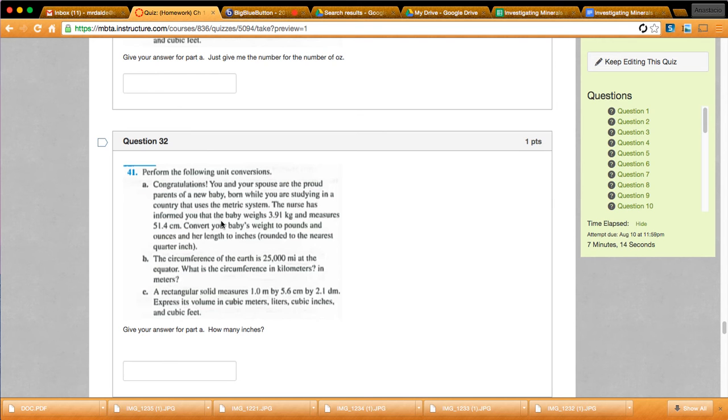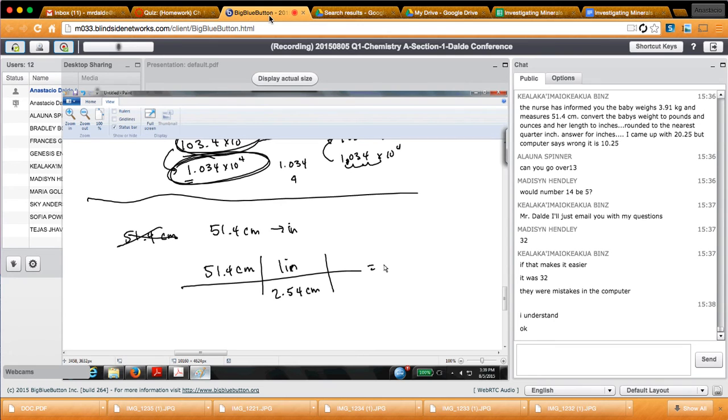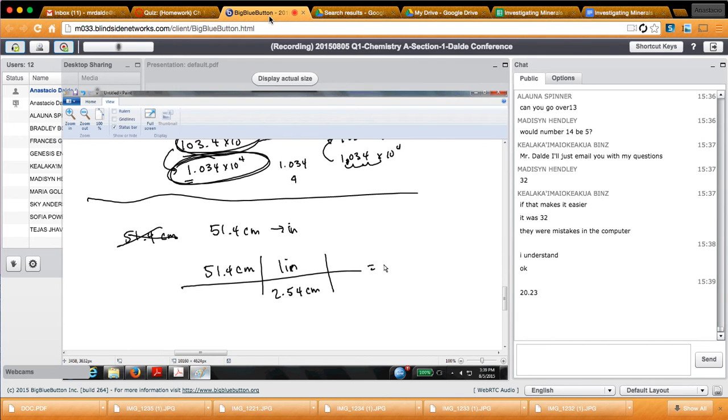So I can tell you 51.4 centimeters. I'll make that little table looking thing. I'm going to put the centimeters on the bottom. I'll put inches on top. Can someone do this on their calculator? What's 51.4 divided by 2.54? 20.23. Now, I think that what I would have done is round it off and make my answer 20.2.